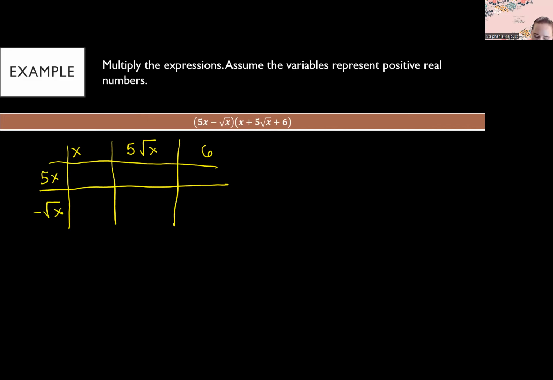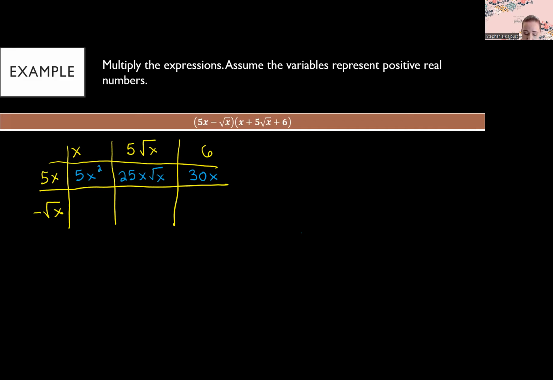So I'm going to use a different color to fill in my table here. And now you multiply your row by the column. So 5x times x is 5x squared. Then I have 5x times 5 square root of x. So 5 times 5 is 25. The x is outside of the radical and the other one is inside. So those just kind of get written together because if one's outside, one's inside, they don't really combine. Then 5x times 6, that gives you 30x.